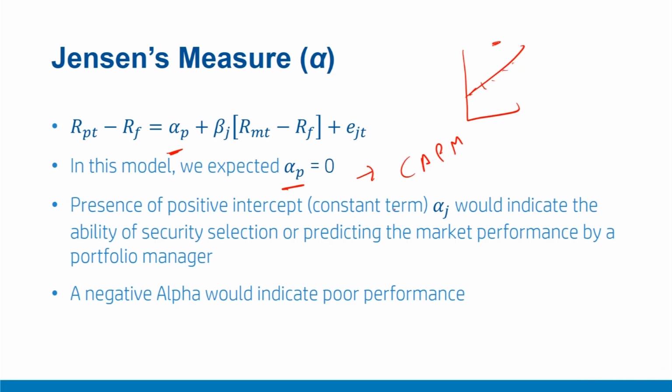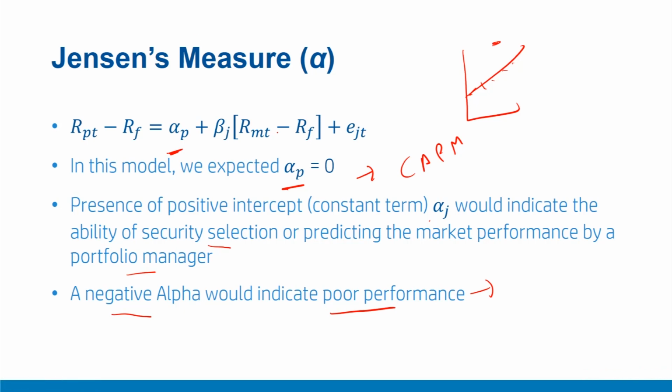The presence of this positive intercept term, a constant alpha j or alpha p, would suggest a higher security selection ability, or the ability to generate higher performance by a portfolio manager. A negative alpha would similarly indicate a poorer performance, especially if it is significant as well.